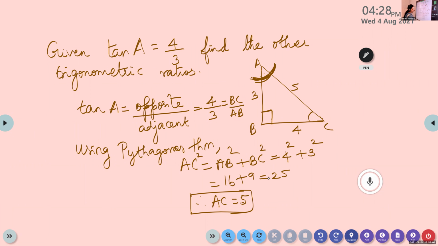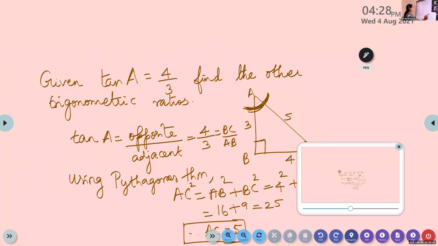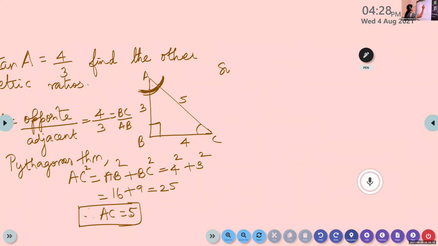Now you can find the remaining ratios. What about sine? What is the definition of sine? Whenever you find the trigonometric ratios, write the formula and do. Sine is opposite by hypotenuse. The side opposite to A is BC, so BC by AC, which is equivalent to 4/5.